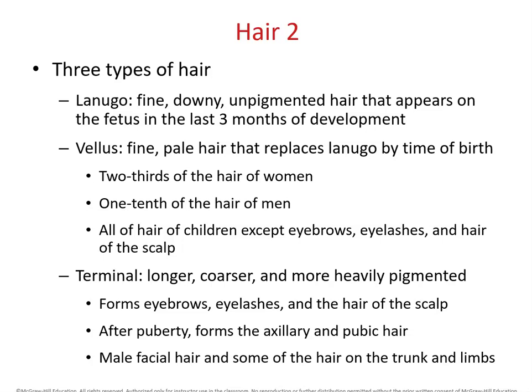Terminal hair is longer, coarser, and darker. Okay, so this still forms adults' eyelashes, eyebrows, and the hair on their scalp. Also forms axillary or armpit hair and pubic hair. And men also have more of this terminal hair on their faces, beards, mustaches. But they'll also be likely to have more on their trunk, their chest, and on their arms and legs.